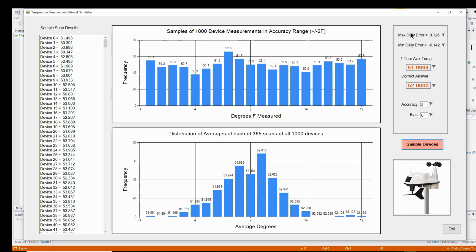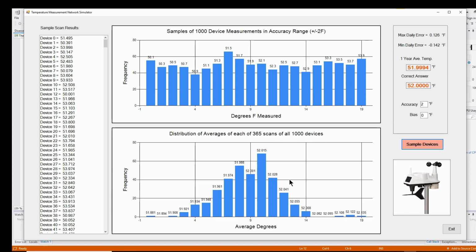Up here I put the maximum daily error. One day shows 51.88 when the actual is 52, so we take the difference. You can see the errors are about plus or minus 0.1 degrees Fahrenheit. So instead of plus or minus 2 degrees, now the averages are plus or minus 0.1. Interesting. Again, we used some very inaccurate devices, plus or minus 2 degrees, and now we're getting minimum and maximum errors of about plus or minus 0.1.